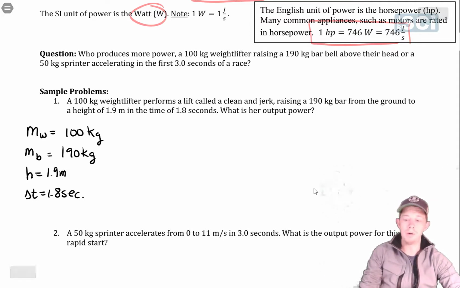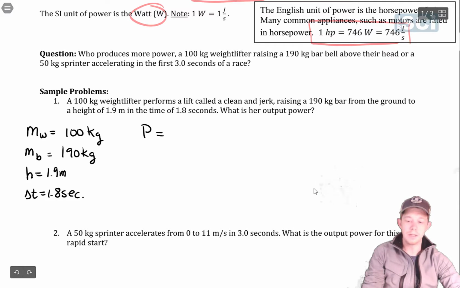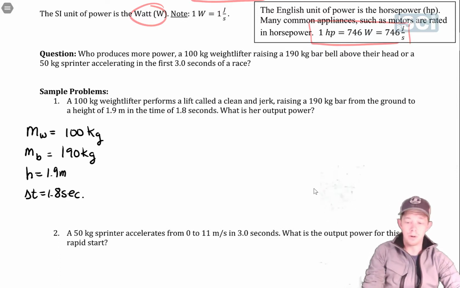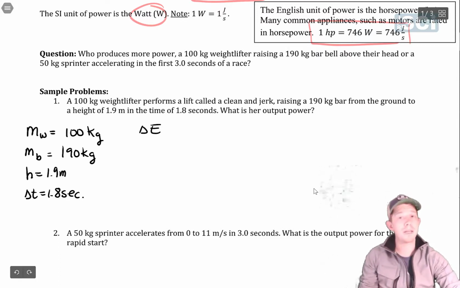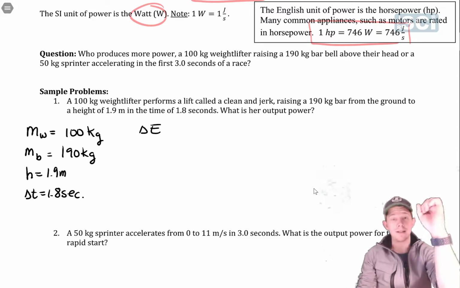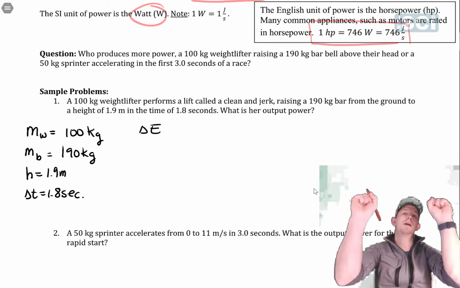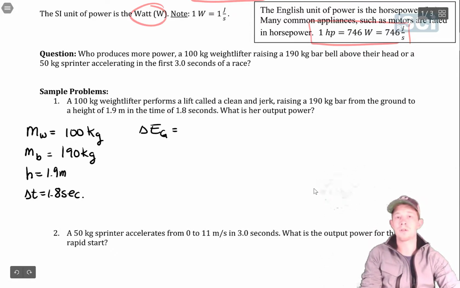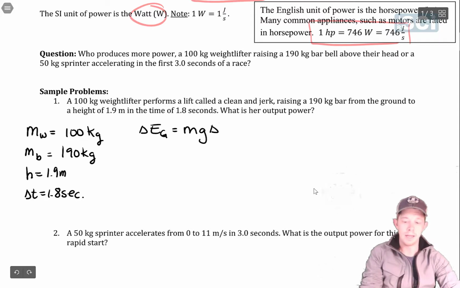I want to calculate the power output of this athlete. In order to do that, I need to determine the energy being transferred. The change in energy is based on a change in height. This person is lifting a barbell up into the air, so I'm going to calculate the change in gravitational potential energy. That will be mg delta h.